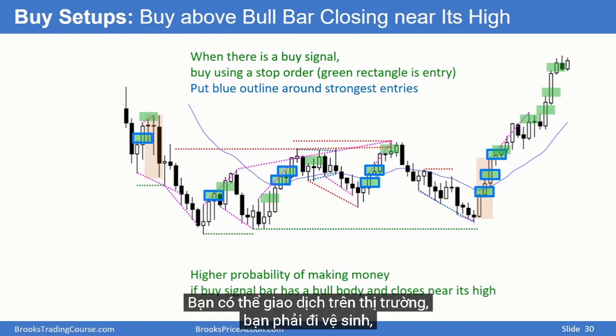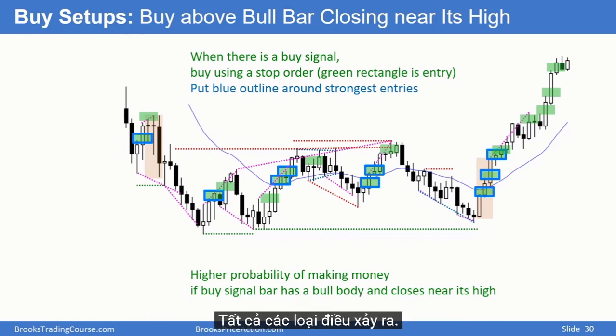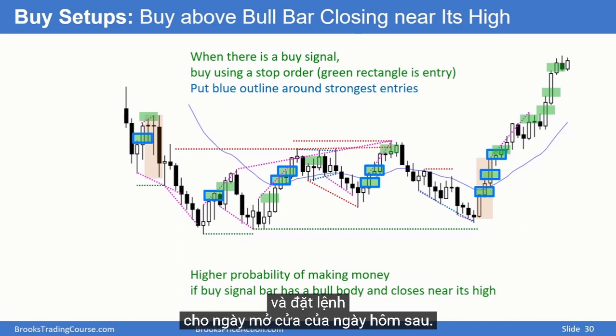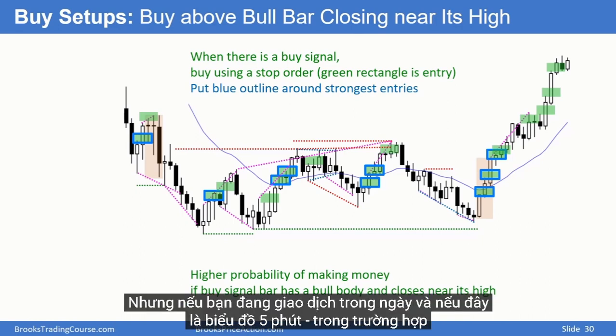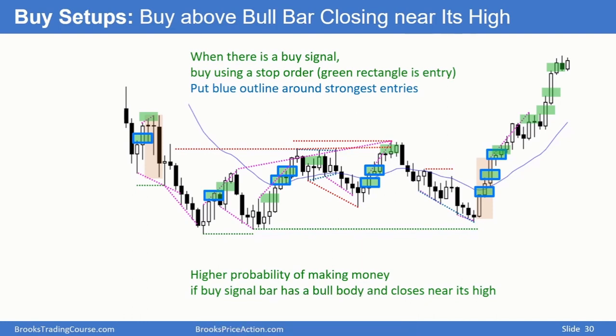Stuff happens. You could be trading other markets. You have to go to the bathroom. You got to eat lunch. You could get a phone call. All kinds of things happen. It's hard to watch every tick all day long. If this was a daily chart, it would be easier. You could simply look at the chart at the end of the day and place your orders for the open of the next day. But if you're day trading, and if this is a 5-minute chart, in this case it is a 5-minute chart, it's very easy to miss a lot of setups.